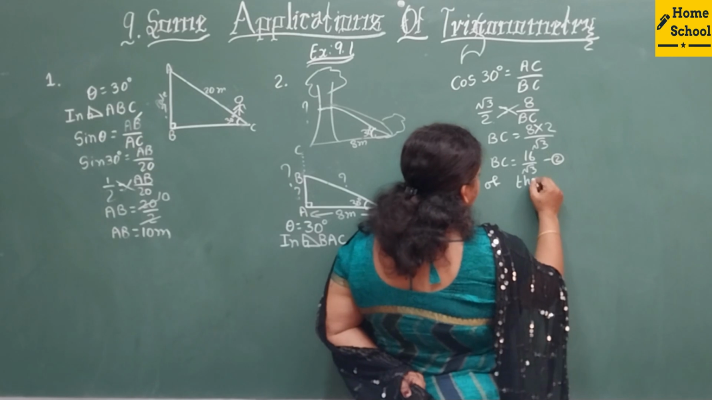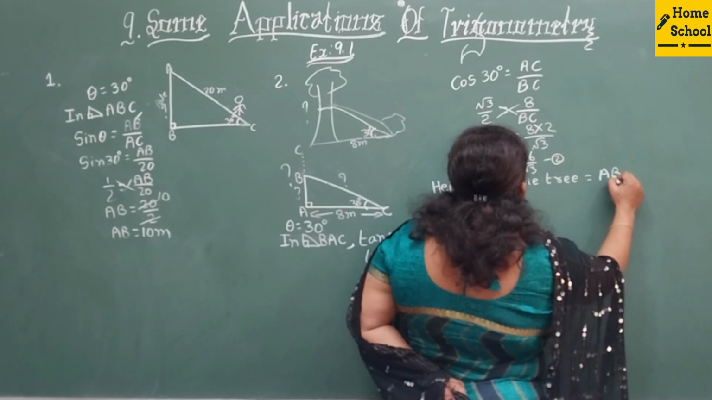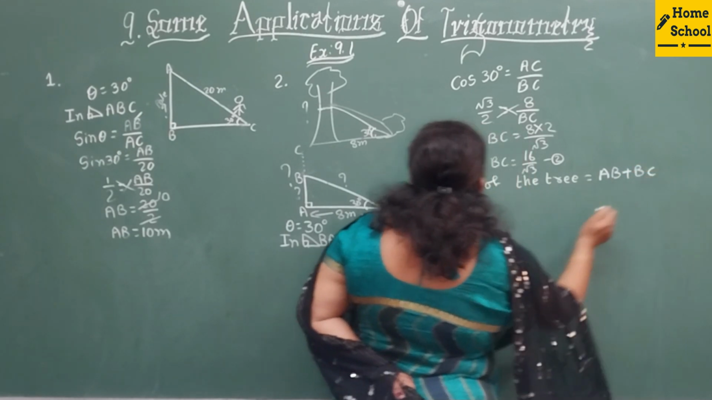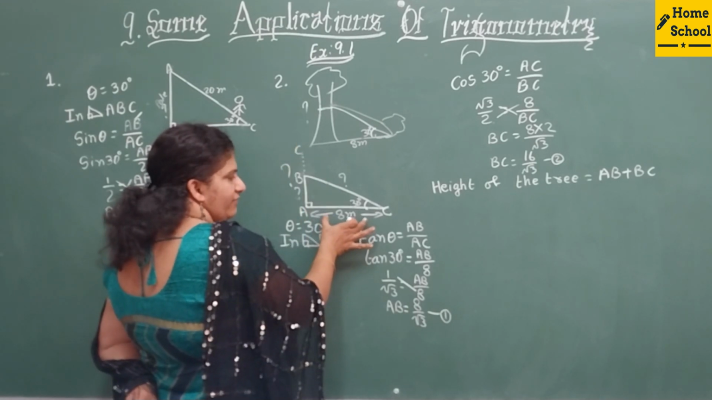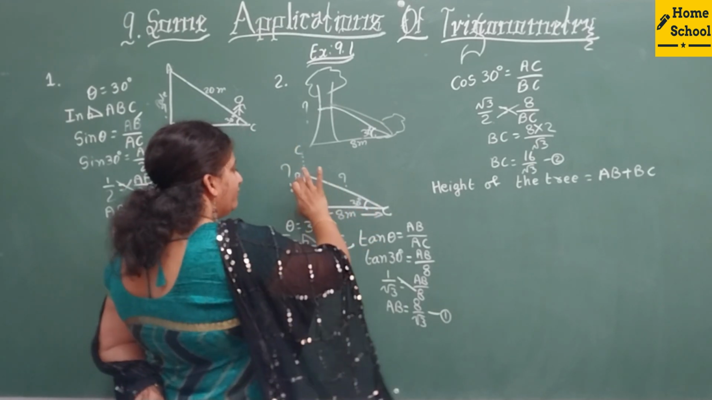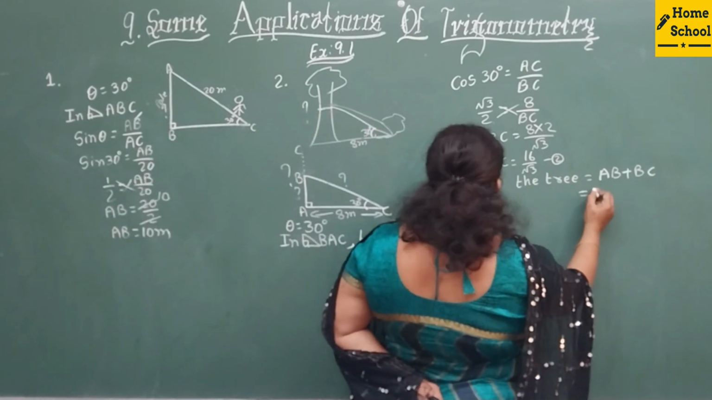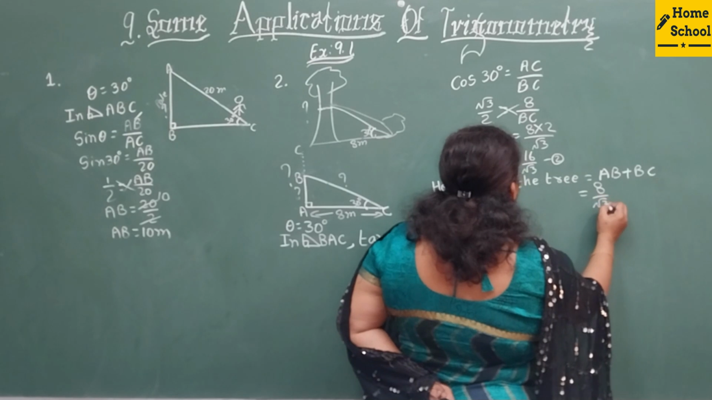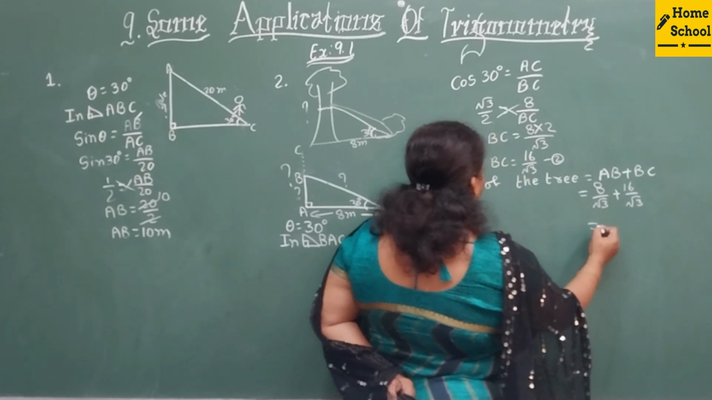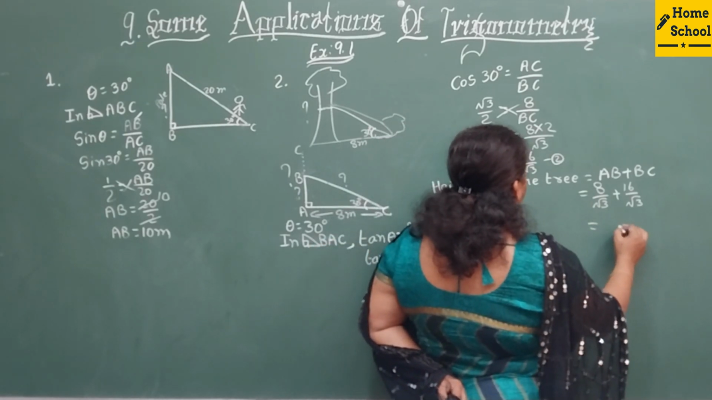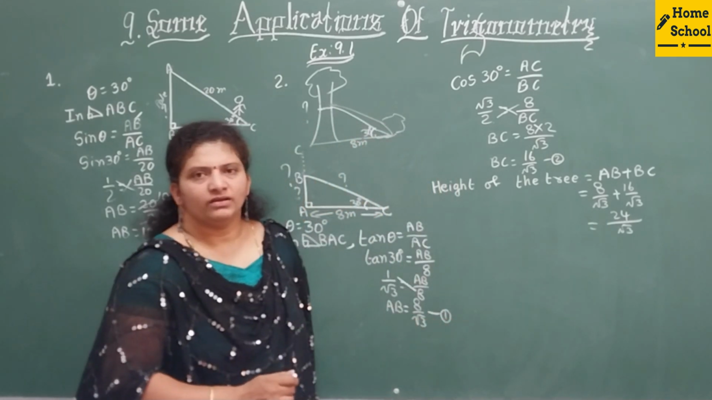Height of the tree is equal to AB plus BC. Please don't write AC, don't write. AC means again you will confuse and write 8 meters. Height of the tree is AB plus BC you write. AB value is 8 by root 3. BC value is 16 by root 3. Now this one do LCM. Root 3. 8 plus 16 is 24 by root 3.